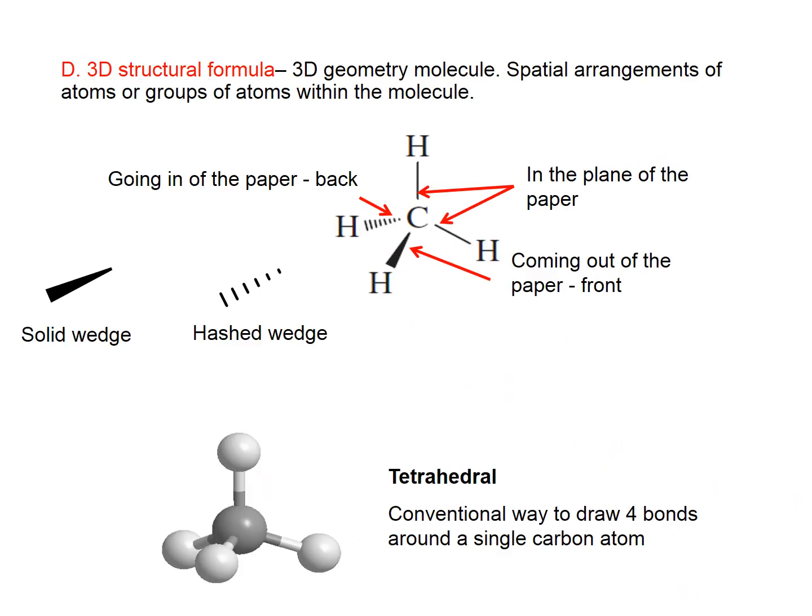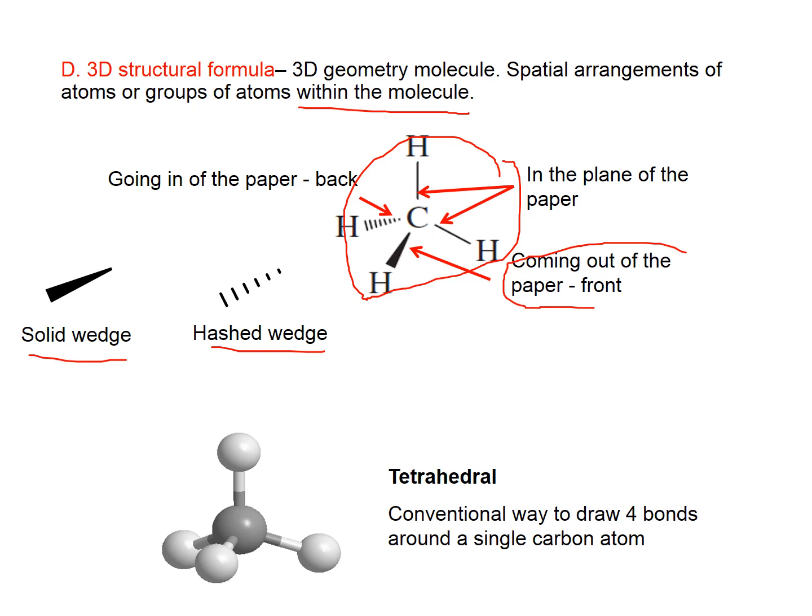Okay. 3D structural formula pula. 3D molecule, spatial arrangements of atoms or groups of atom within the molecule. So, ini saya pernah ajar dulu waktu SEM 1. How do you want to define? What is your gaseous wedges dengan solid wedge? Apa maksud dia? Kalau solid, maksudnya kita nampak dari depan. Coming out of the paper. Kita nampak benda tu daripada side depan kita. Ini je, this is your 3D structure. So, this is a tetrahedral punya shape kan.